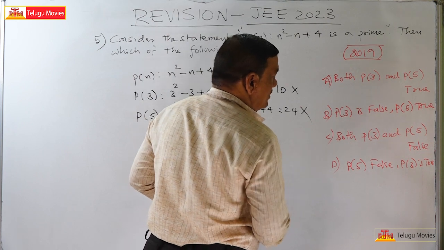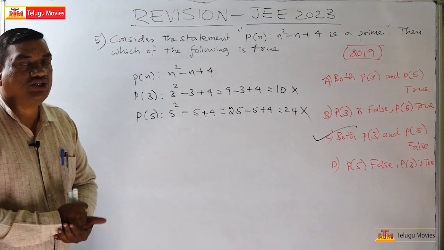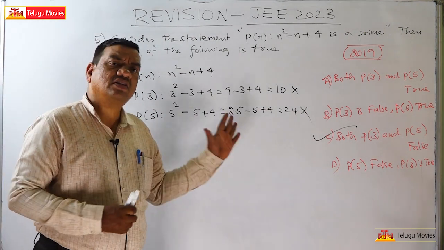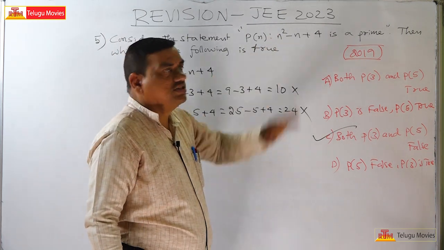Both P of 3 and false. So therefore option C is the correct answer. Okay. So I hope that you understand this solution. Such types of easy problems are also given. So once check whether it is an n square or n cube.